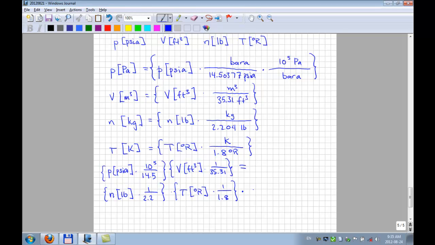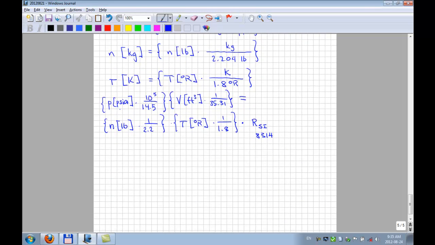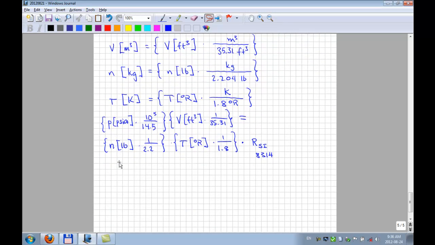And then we have the SI value of 8314 for the real gas constant. So basically this entire term here is the same as pressure in Pascal. This term here is the same as volume in cubic meters. This term here is the number of moles in kilogram moles. And this term here is the same as temperature in Kelvin, though we're inputting with our set of field units.